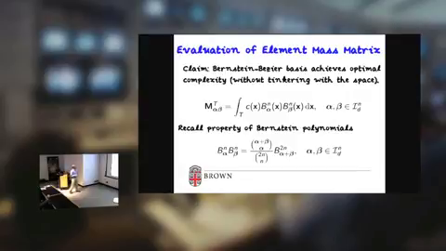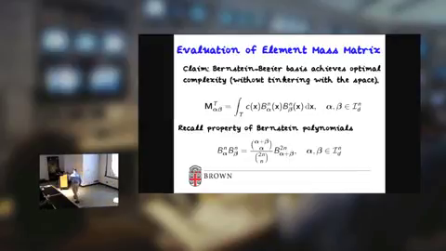All right, here's my claim. The Bernstein Bezier basis achieves optimal complexity without tinkering with the basis. So this is the real meat. Remember I'm starting off: what advantages, if any, does integrating techniques from Bernstein Bezier graphics visualization bring to finite elements?